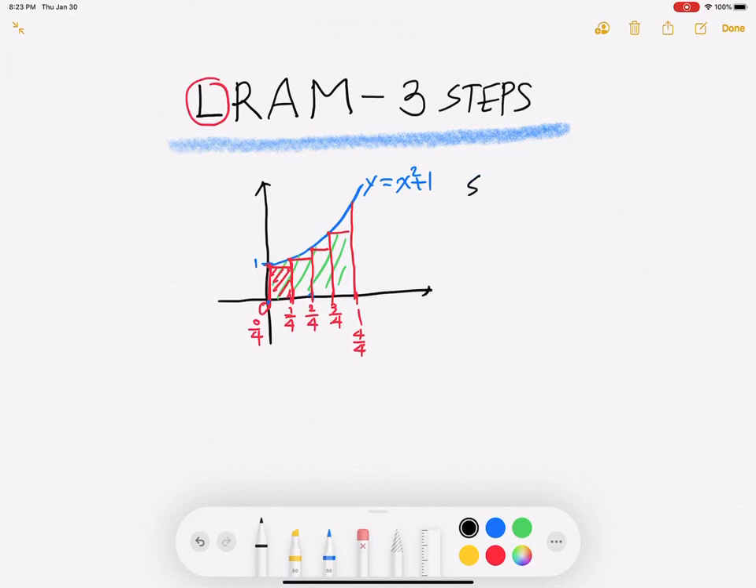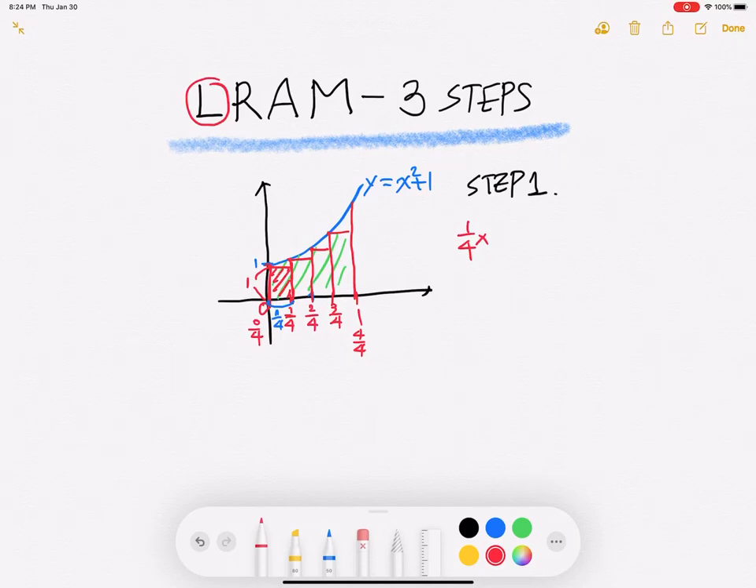Step 1 is what? Find the areas of these 4 rectangles. For the first rectangle's area, what is the width? The width is 1 over 4, from 0 to 1 over 4. So the first rectangle's area is 1 over 4 times the height. The height is this, which is 1, right? The 1 is the y value when x equals 0. The y-intercept is 1, and that is the first rectangle's height.